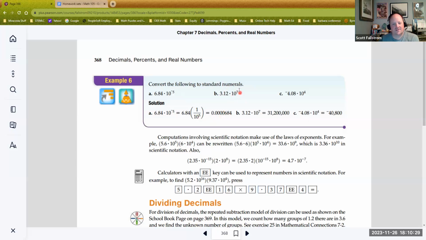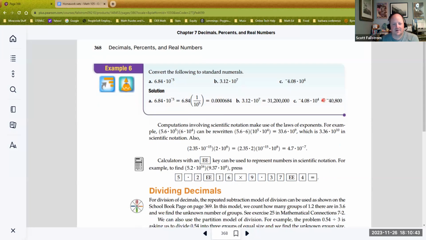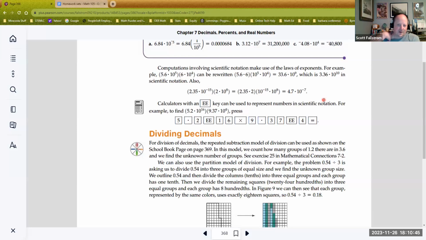Here, multiplying by 10 to the 7th. 10 to the 7th is huge. That means I'm going to be making the number bigger. So I move the decimal place to the right to make the number bigger. Here's a negative number, multiplied by 10 to the 4th, again, making the relative size bigger. So the decimal moves to the right. And there we go.